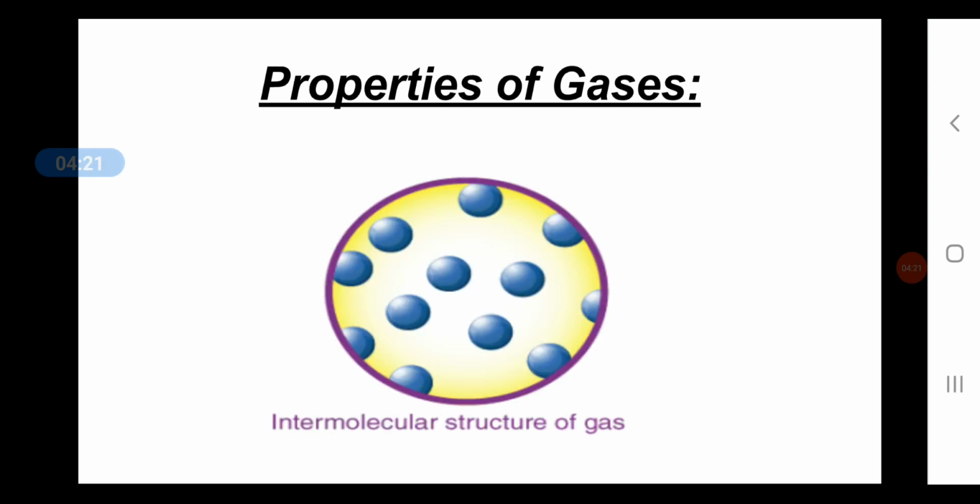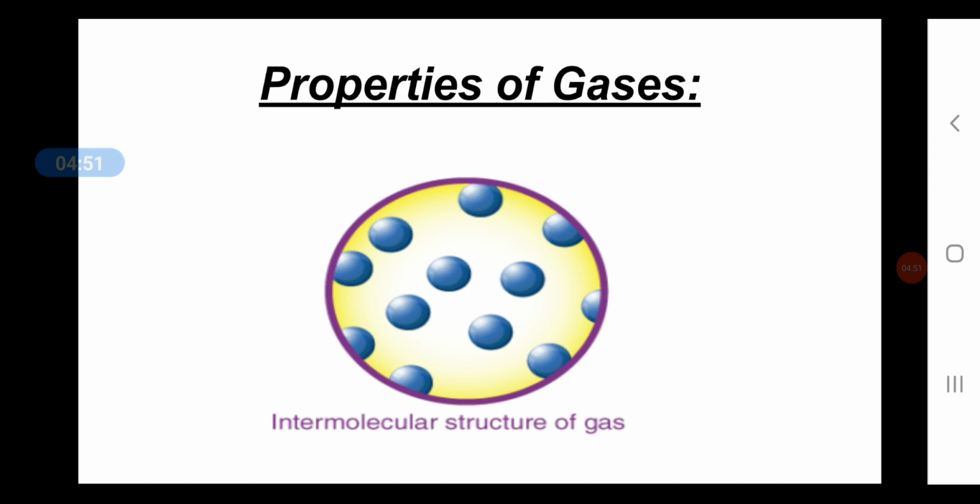Now let us study about the properties of gases. A gas has neither a definite shape nor a definite volume. It acquires the shape and the volume of the container into which it is kept. You take an empty glass and keep it on the table. Do you think that the glass is empty? No, the glass is not empty. It is filled with air.